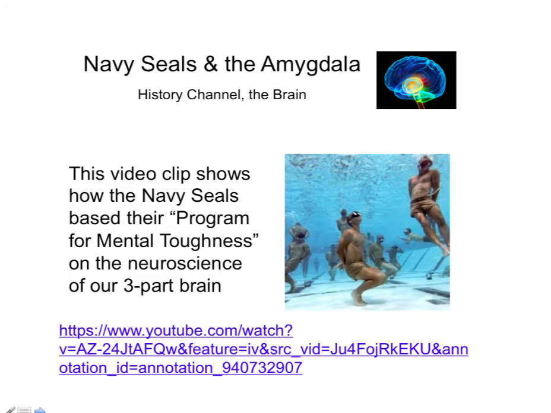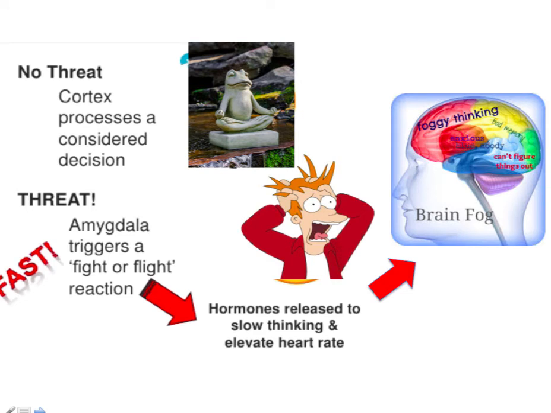And this is how the Navy SEALs actually train their recruits, in a program they call the Program for Mental Toughness. It'll talk about the three-part brain and the limbic system in this video too, and reinforce these ideas. It's a pretty short clip, but it's a great one from a History Channel show on the brain. I think you can watch the whole History Channel show. It's a really good show. It talks about other things too, like I think they've got something on a psychopath in there and things like that.